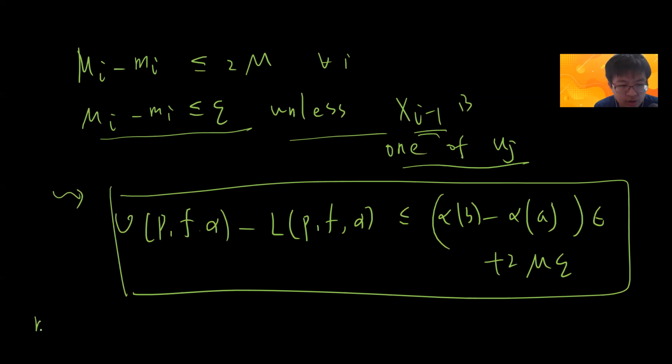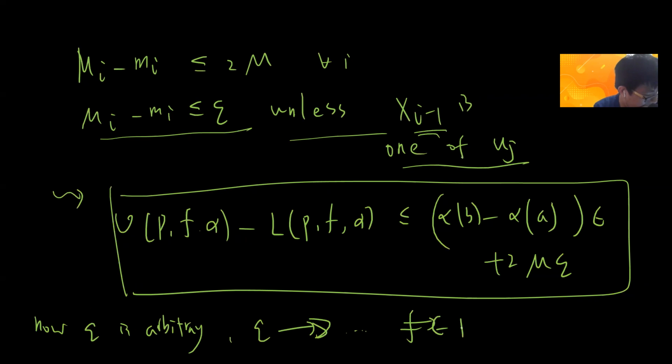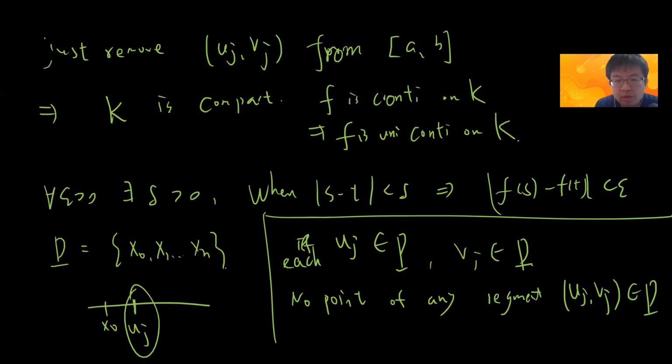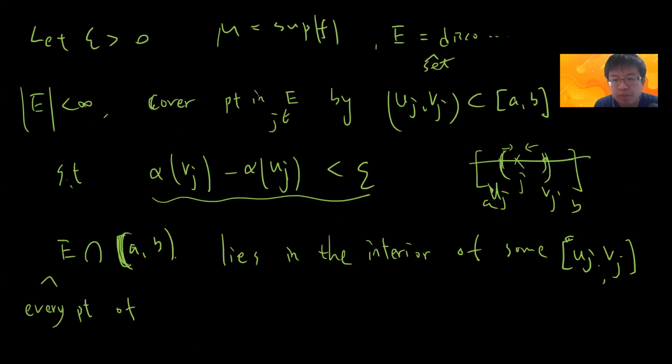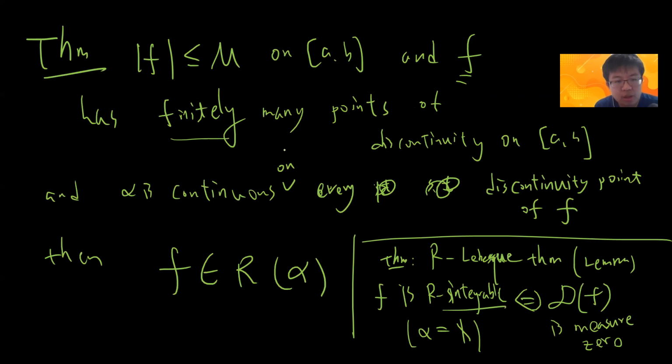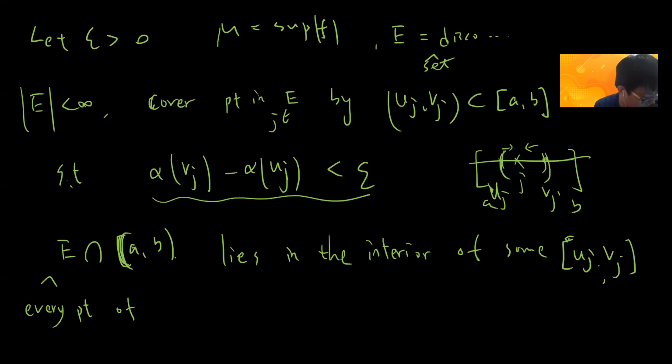Okay, now epsilon is arbitrary, so I can make epsilon arbitrarily small. So now f belongs to the Riemann integral. The proof just uses some tricks, and I think it's not difficult. The most important part in this theorem is that alpha is continuous at every discontinuity of f on [a, b]. This is the trick, and it is the most important part.